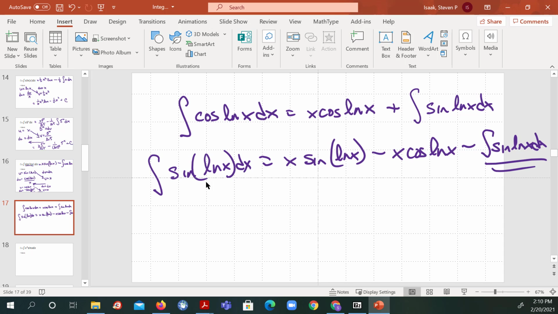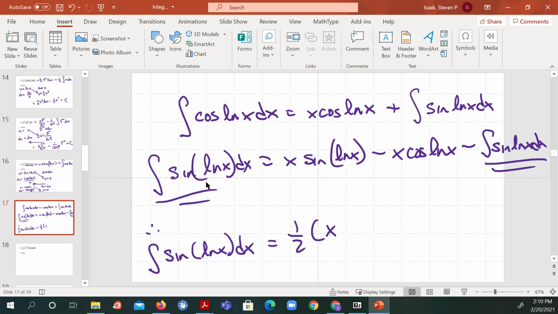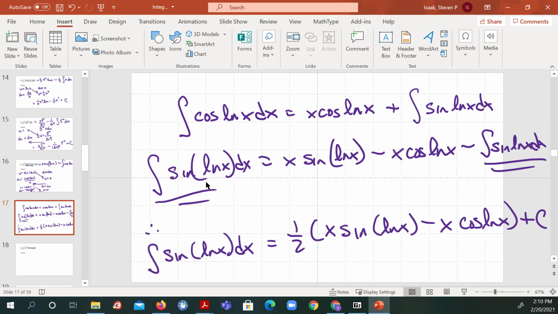Now notice, look at this integral and this integral. They're the same. So I'm going to add it and divide by 2. Therefore, the antiderivative of the sine of the natural log of x dx is 1/2 times x sine ln x minus x cosine ln x, plus a constant.